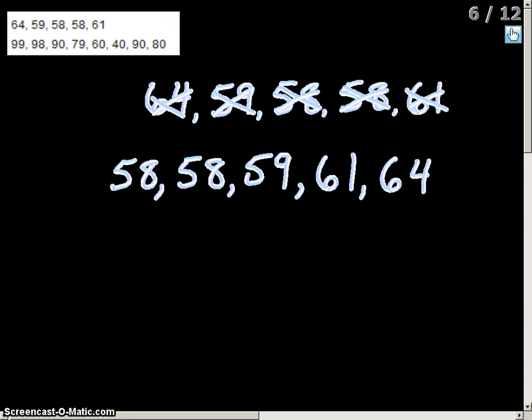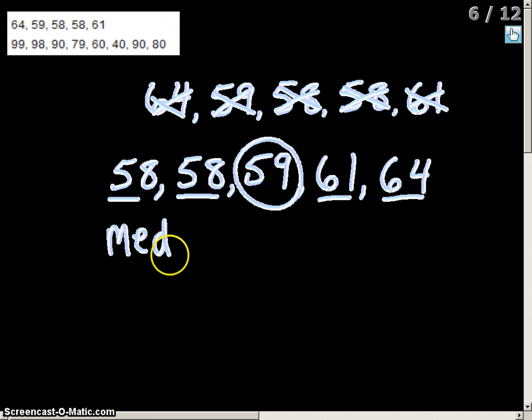Now I'm finding the median, which is the middle number when the numbers are placed in order from least to greatest. I can see that 59 is the median, because I have 2 numbers on the left-hand side and 2 numbers on the right-hand side, so the median is 59.